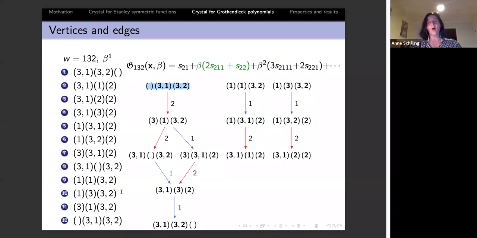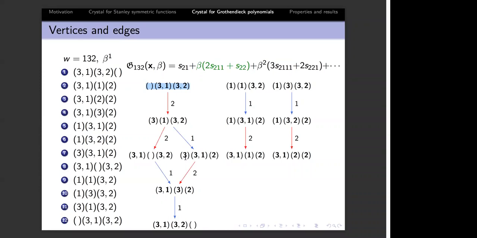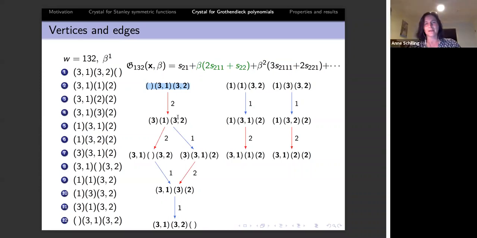So if you look at all possible vertices, and you now associate to every vertex a monomial. So this one would be x1 squared, x2 squared. This one would be x1 squared, x2, x3, and so on.